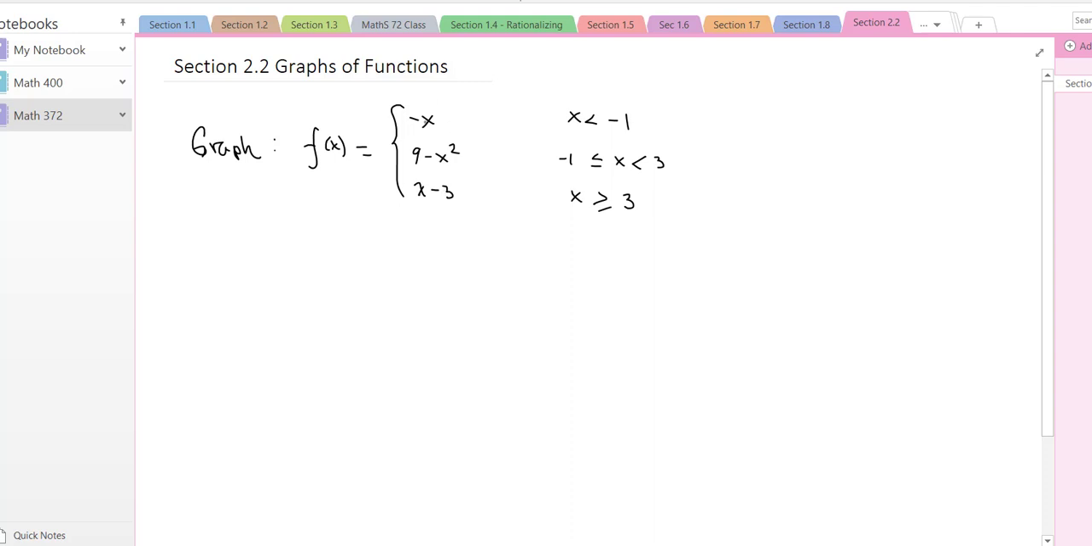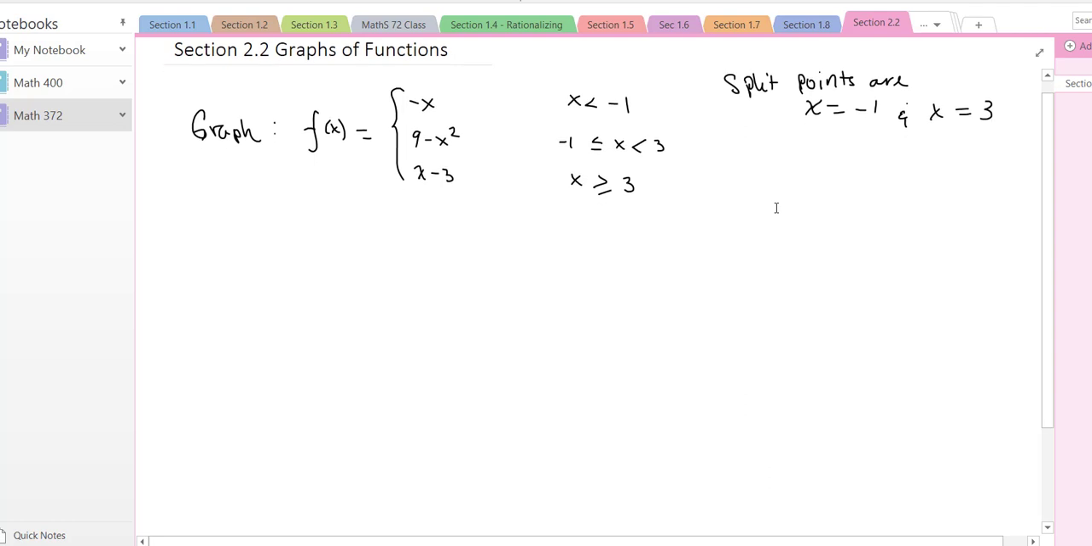So when you look at piecewise functions, one of the first things that I would like you to think about is how these pieces are fitting together in a graph. And so we look at the points where it's split. I call these the split points. So my split points are x equals -1 and x equals 3. Those are the ones where things are changing. You can also call them changing points, I suppose.